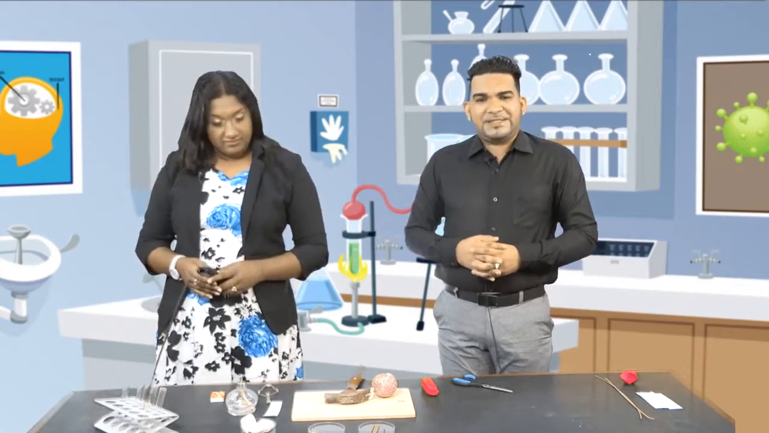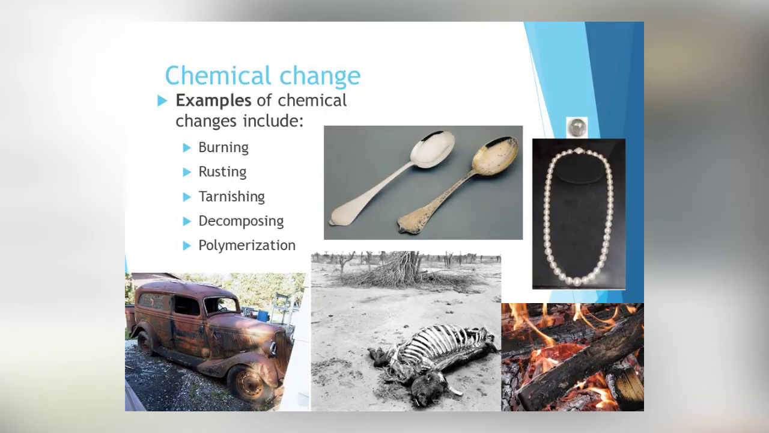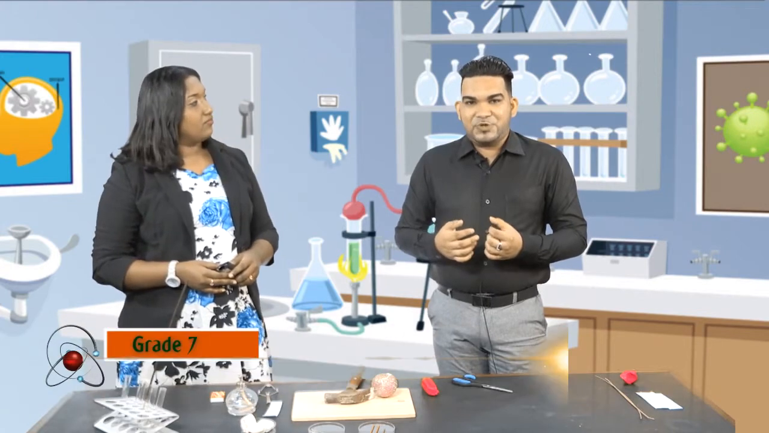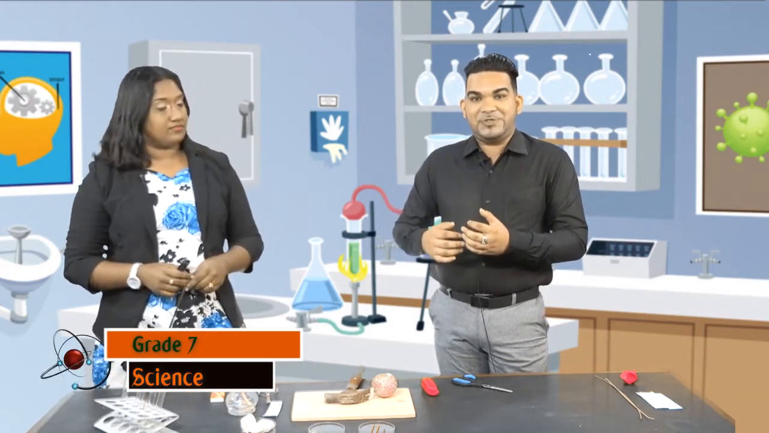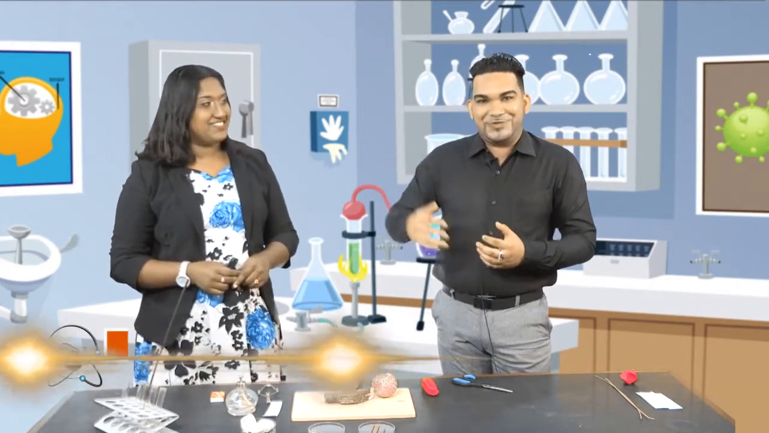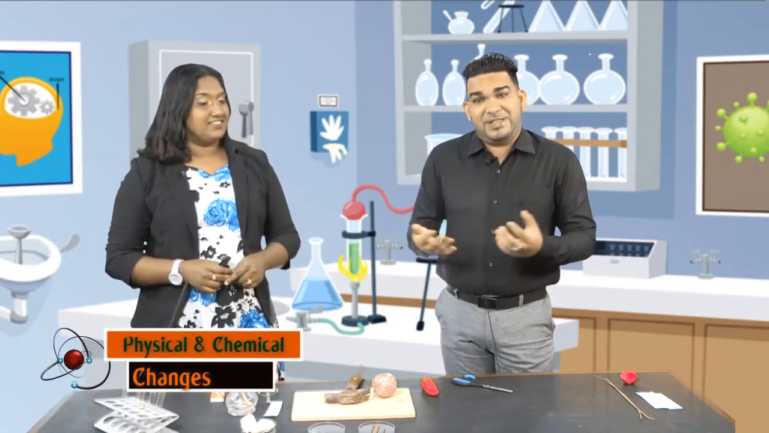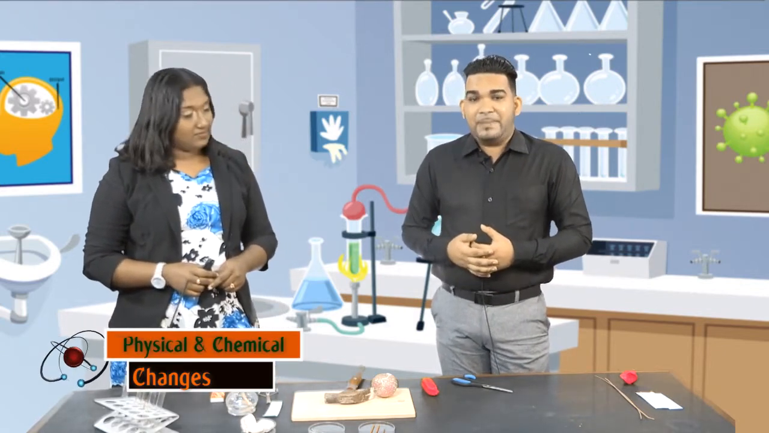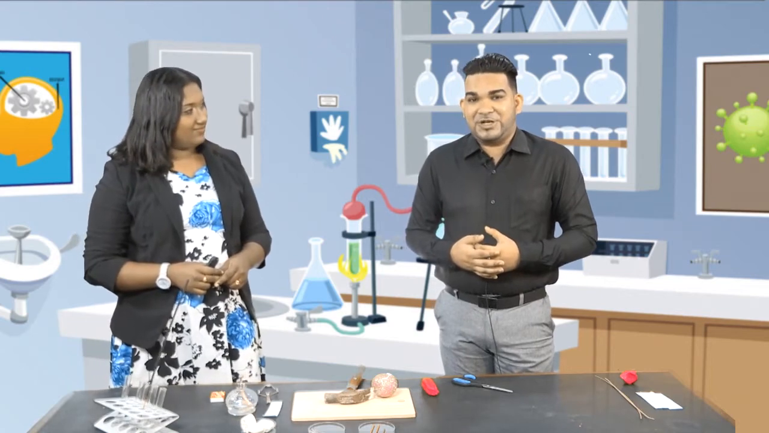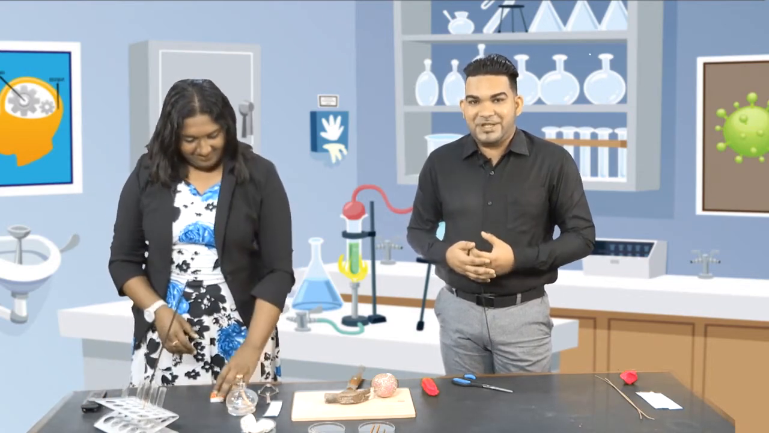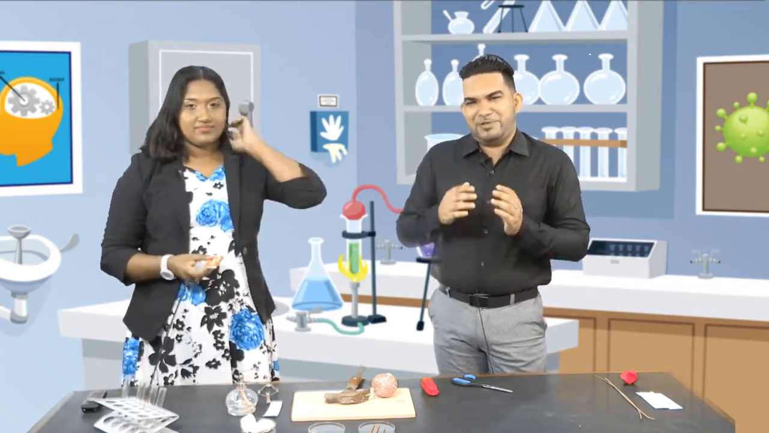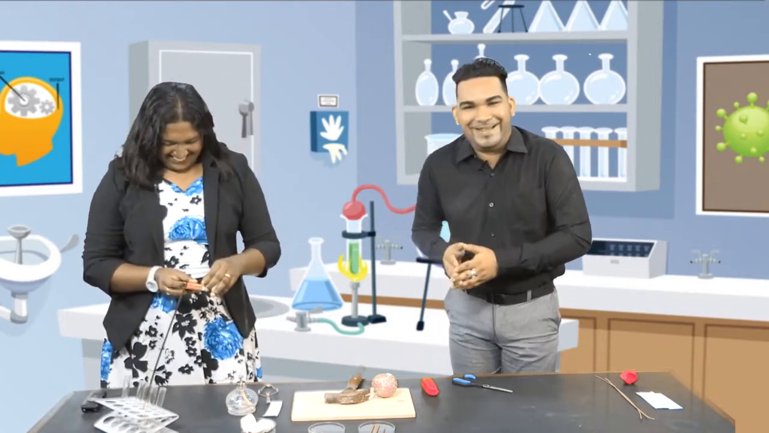Very well. Now, some examples of chemical change would include burning, rusting, tarnishing, decomposing, and polymerization. Of course, these terms you will examine more as you go higher in your continuous grades in integrated science, even in our pure sciences, okay? But today, Ms. Riemann will actually conduct some experiments to show chemical change. Yeah, she'll be doing the little more fun stuff right now.